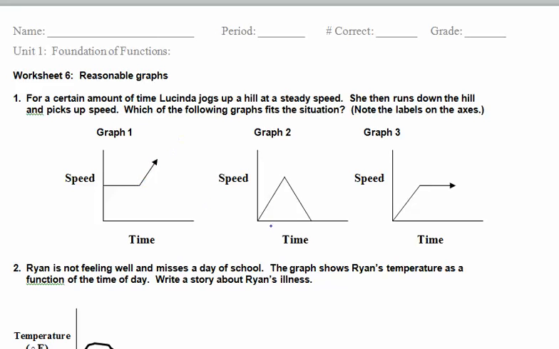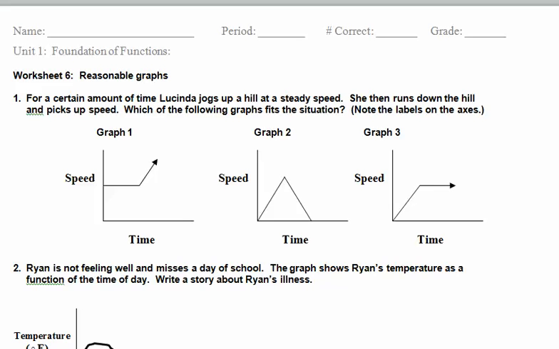So let's read the other one. So in this one, she's going faster, faster, faster, and then slower, slower, slower. So even though it looks like a hill, that's not the right situation. So this one, she starts all slow, and then she's getting faster, faster, faster, and then she's staying still. So which one fits our situation the best? It says she's running at a steady pace, and then she picks up speed.